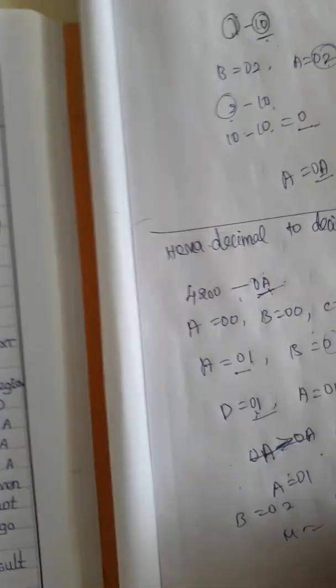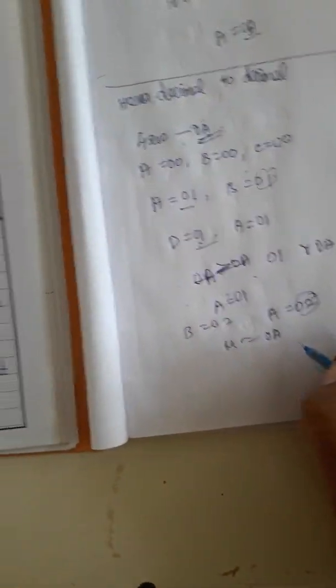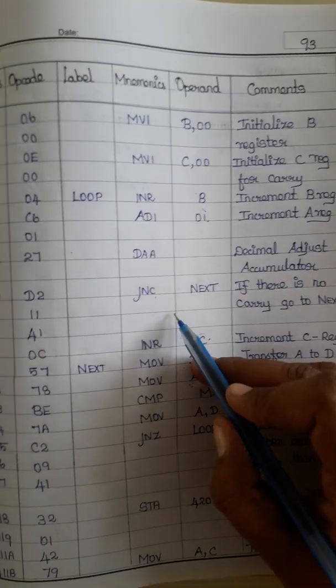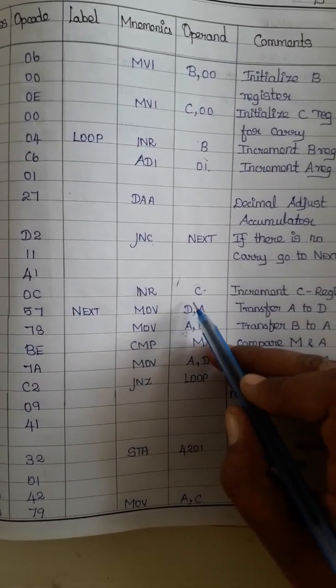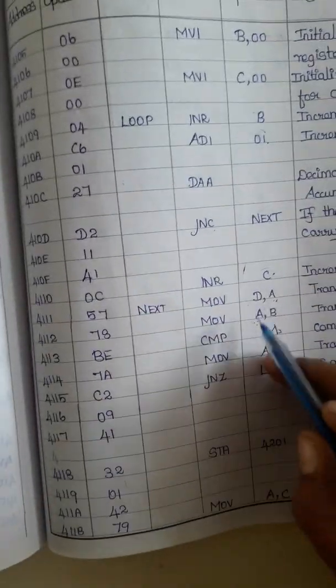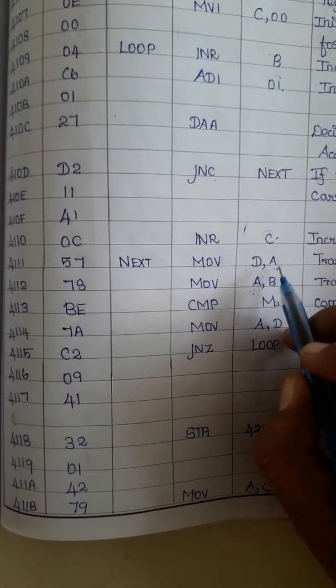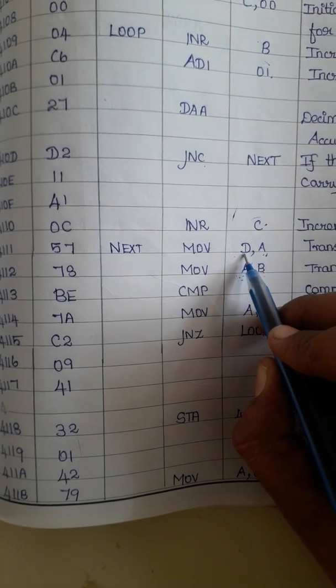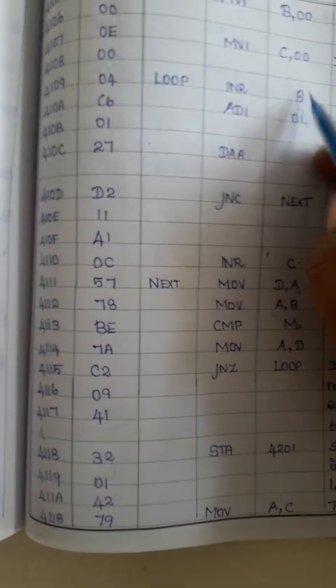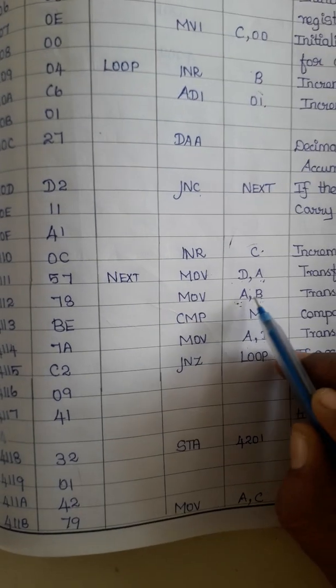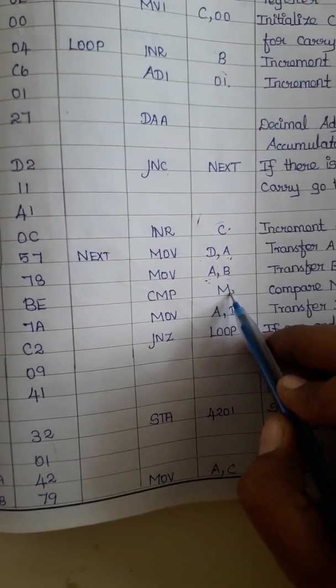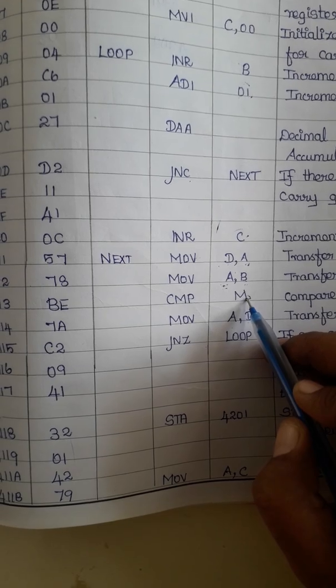M contains 0A. Then for every increment, accumulator data is converted into decimal data using decimal adjust accumulator. After that we are checking for carry. If carry is available we have to increment the C register. If carry is not available, program control will be transferred here. Accumulator data will be moved to the D register, because we have to compare two hexadecimal numbers. Since the accumulator contains a decimal value, that was temporarily moved to the D register, and then the hexadecimal value available in the B register is moved to the accumulator. After that, that hexadecimal data and the hexadecimal data available in memory are compared.